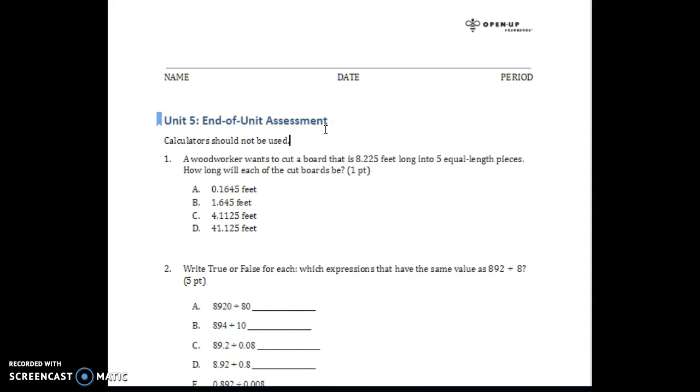A. 0.1645 feet. B. 1.645 feet. C. 4.1125 feet. D. 41.125 feet.